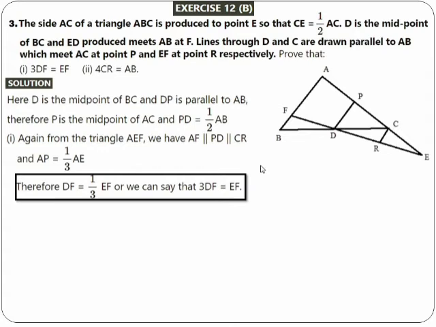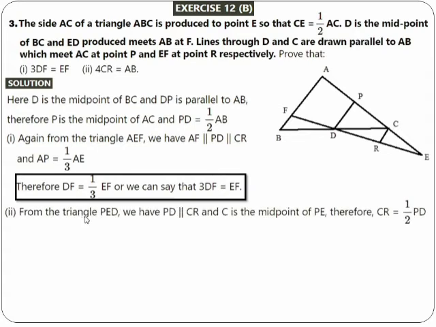So let us take number 2. Now from triangle PED, let us see where is PED. PED is this particular triangle. Now if you look at this particular triangle, we have PD parallel to CR. So in other words, can I say that C and R are also the midpoints? So can I say that CR is just half of PD? Yes, using the midpoint theorem.